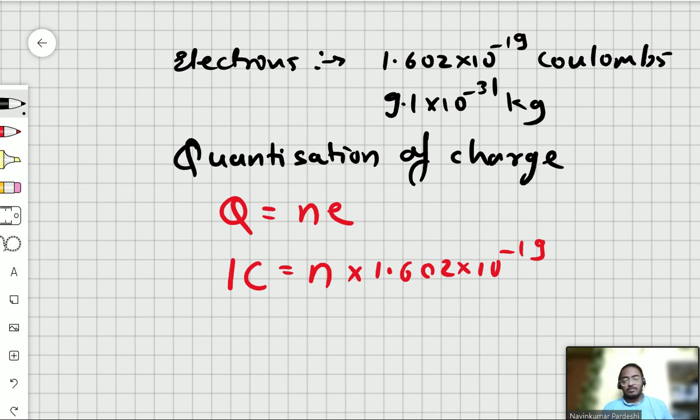Now, if you solve this equation, you will get N = 1 / (1.602 × 10^-19), and this will be your homework. Just find this N. What will this N give? This N will give us the number of electrons that constitute 1 coulomb of charge.